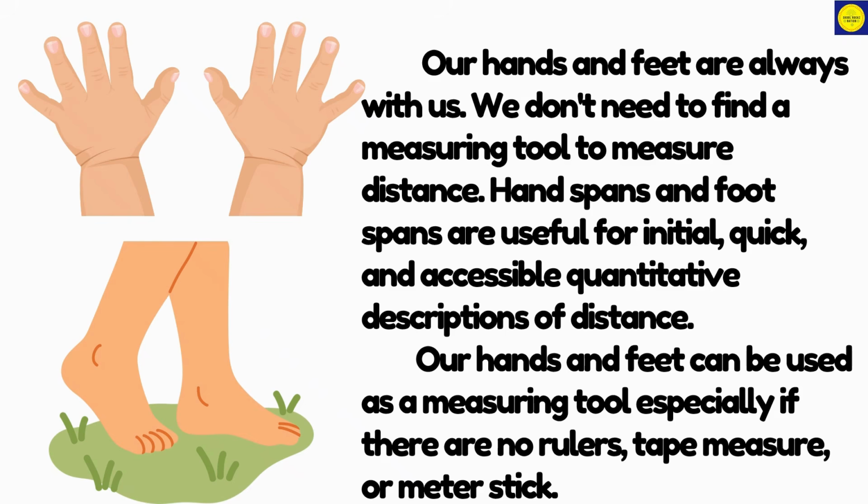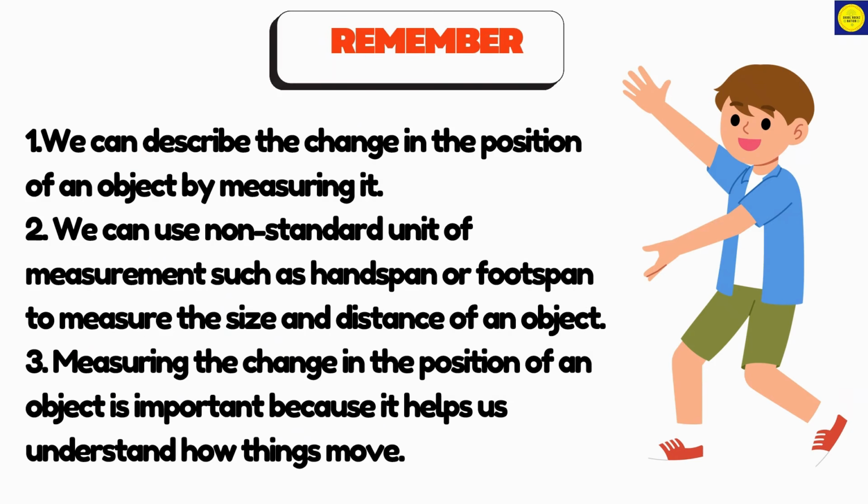Hand spans and foot spans are useful for initial, quick, and accessible quantitative descriptions of distance. Our hands and feet can be used as a measuring tool, especially if there are no rulers, tape measure, or meter stick. Remember, we can describe the change in the position of an object by measuring it. We can use non-standard units of measurement such as hand span or foot span to measure the size and distance of an object.